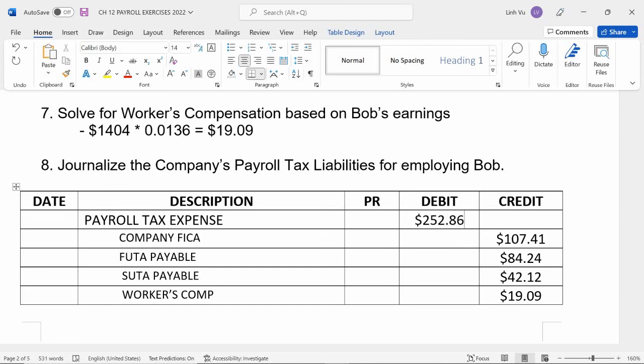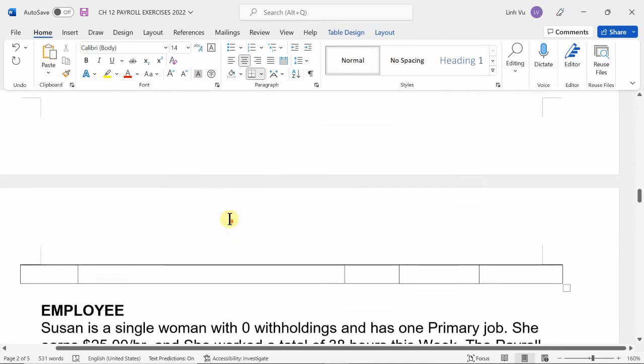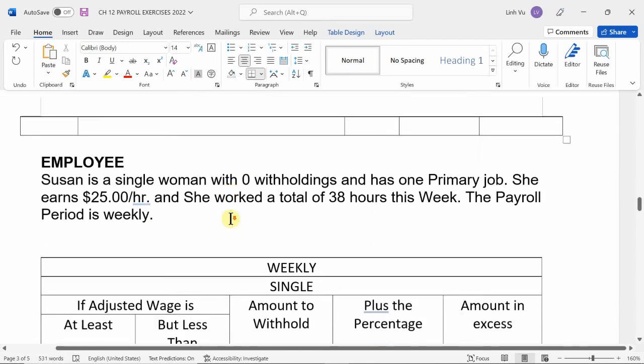Okay? And that is how much extra money we have to pay on top of the $1,400 that we have to pay for Bob. Okay? So in this case, he's already looking at $1,600 just for the 2 weeks of working for us. Okay? $1,600. Okay? All right?